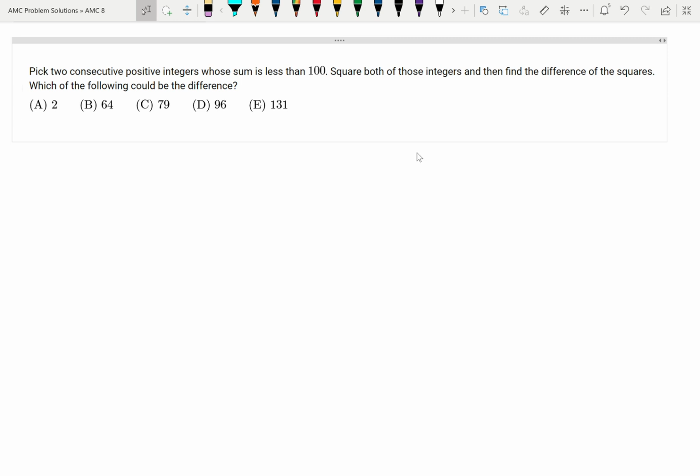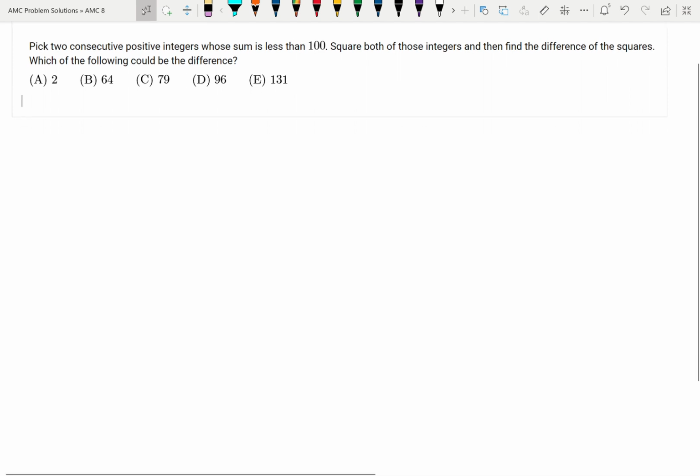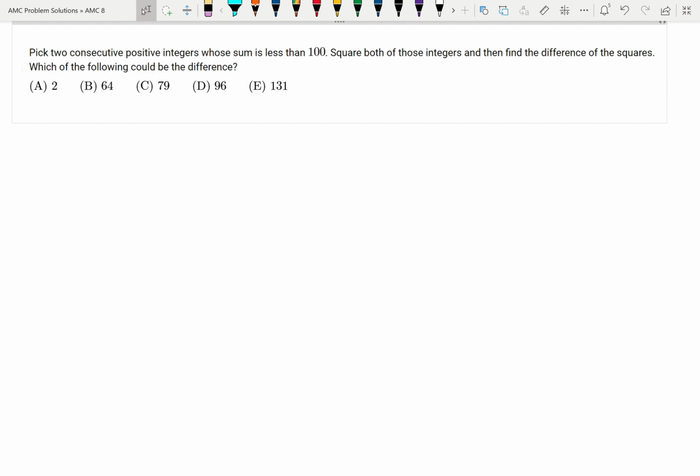Two consecutive positive integers whose sum is less than 100. Square both of those integers and then find the difference of the squares. Which of the following could be the difference? So pick two consecutive positive integers whose sum is less than 100.